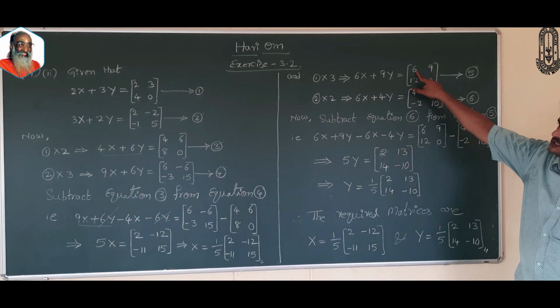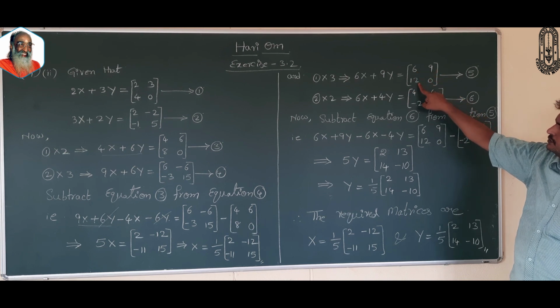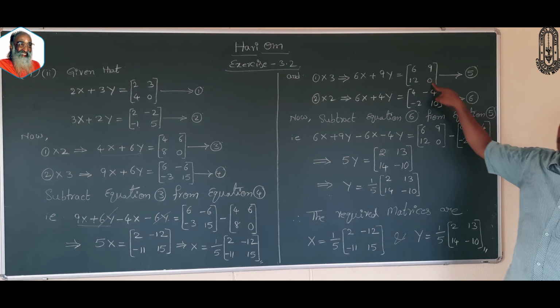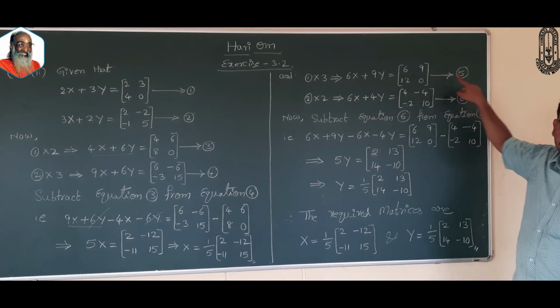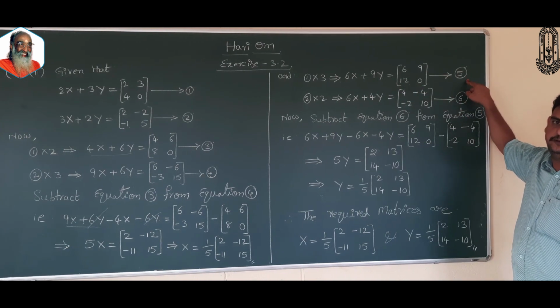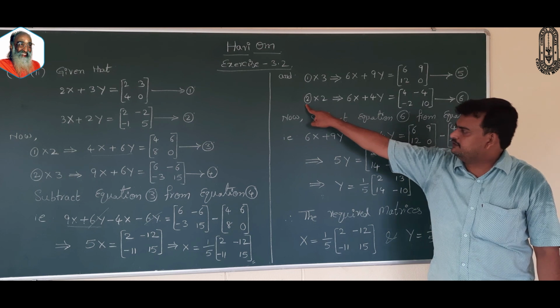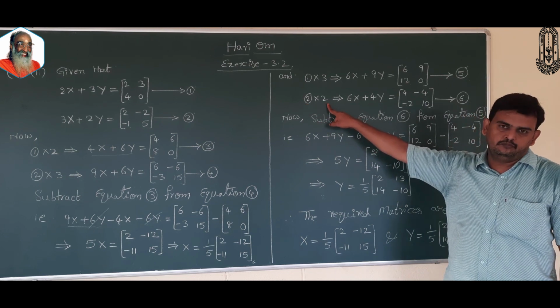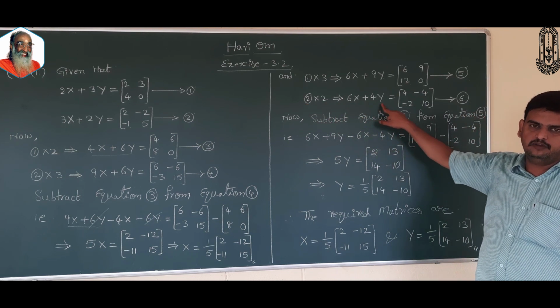So we get 3 2s are 6, 3 3s are 9, 3 4s are 12, 3 0s are 0. We have a new equation. Let us consider it as equation number 5. Now the second equation, we are multiplying with 2.